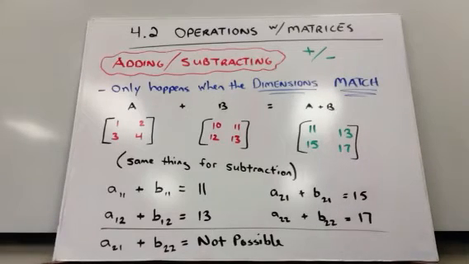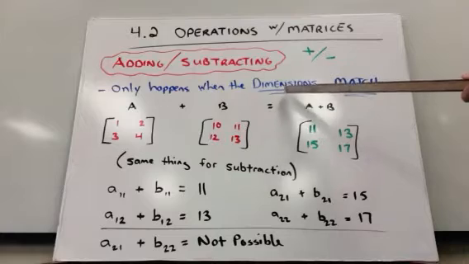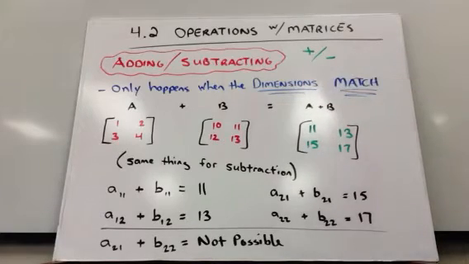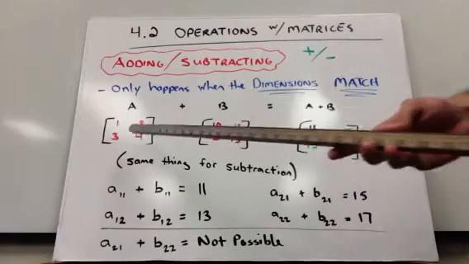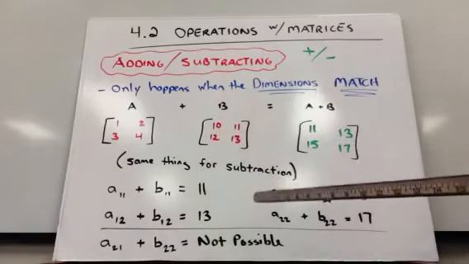First, adding and subtracting. This can only happen when your dimensions match. So please follow the yardstick. Dimensions must match. So a 2 by 2 can only be added with a 2 by 2 or subtracted. A 3 by 16 can only be added or subtracted with another 3 by 16. Here's why. If I have matrix A and matrix B, you notice that they both match, 2 by 2s.